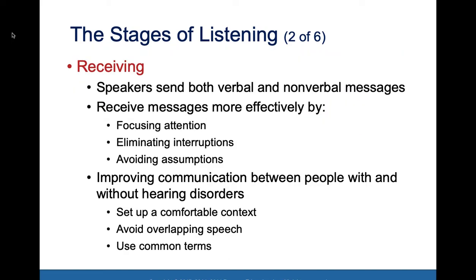So at the receiving stage, this is where speakers send both verbal and nonverbal messages together. When you receive a message more effectively, you want to focus attention and eliminate interruptions and avoid assumptions. I want you to focus on those last 2 right here: eliminating interruptions, where you see the cursor, and avoid assumptions. Oftentimes we make assumptions about someone, about who they are, based off of what we see or the way that they talk, okay? So for example, if you were to hear a Southerner say, "Hey, we're fixing to go to the mall today."